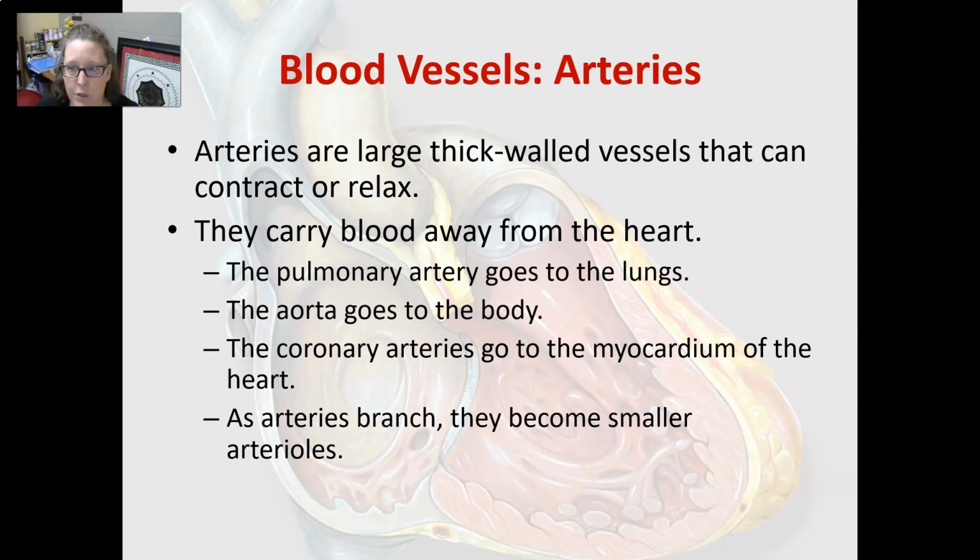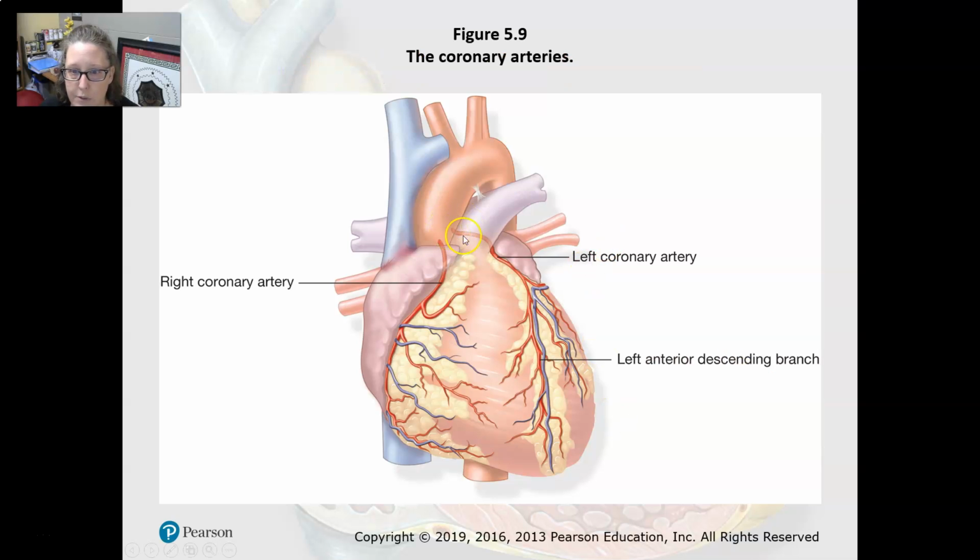The pulmonary arteries go to the lungs, the aorta goes to the body, and the coronary arteries go to the myocardium of the heart and they feed the heart muscle. As the arteries branch, they become smaller and smaller until they become arterioles and until they become capillaries. This is an illustration of the coronary arteries. So the first branches off the aorta with the freshest oxygenated blood are supplying the heart muscle with the oxygen that it needs to keep contracting and keep pumping, because that is the most important thing, is for the heart to keep pumping.